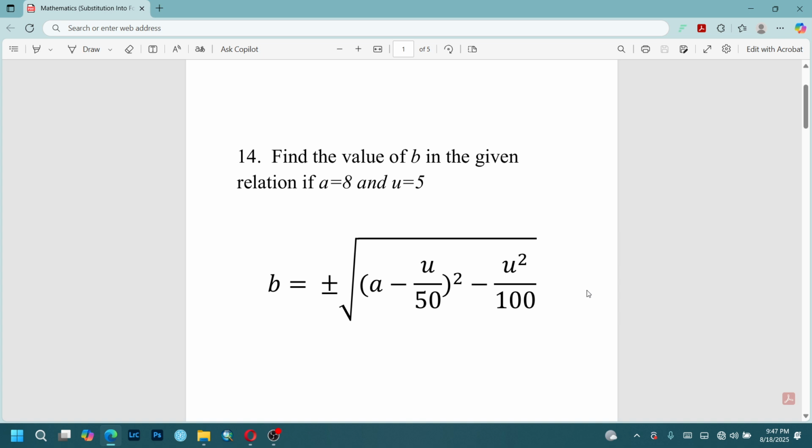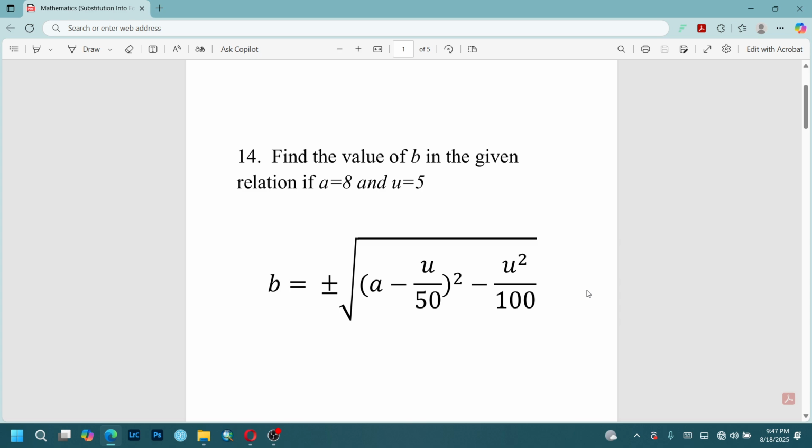In today's video, we would be solving a practical substitution into formula question in mathematics. So let's quickly delve into the question. This is series 14, and in this series, the question being laid on the table is for us to find the value of b in the given equation.